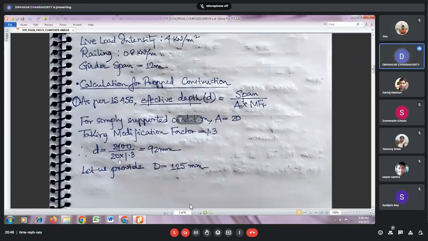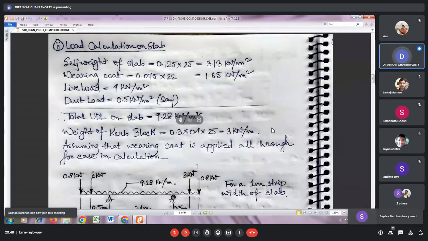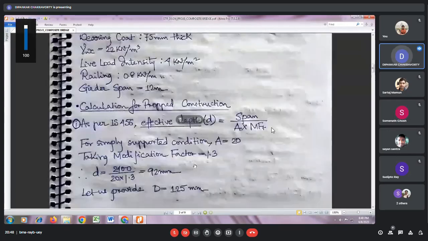So this is the effective depth, 92 mm. With the effective depth, you have to add the bar diameter and the nominal cover, which is 20 mm. Anyway, we have rounded it to an overall depth equal to 125 millimeter. Now, load calculation on slab: you have the self weight of the slab, because you know the overall depth. You can multiply with the unit weight of concrete. The weight of wearing coat, because the thickness of wearing coat is 75 mm.